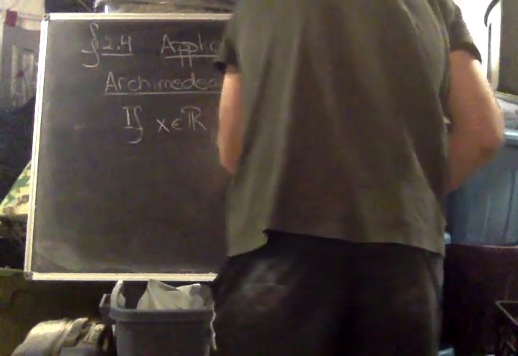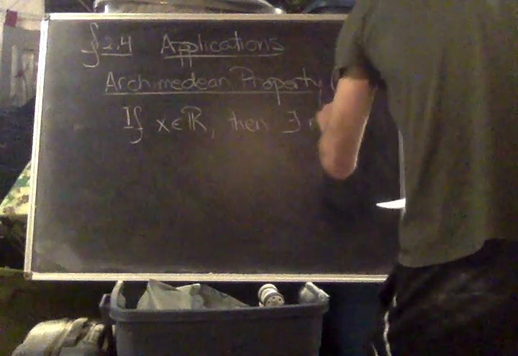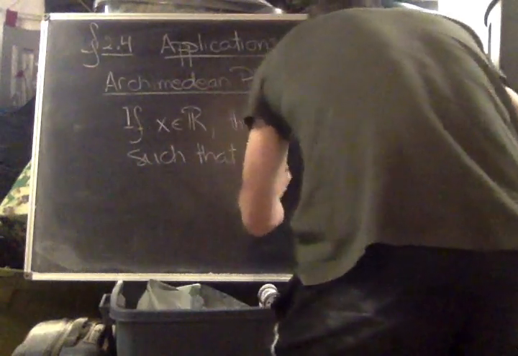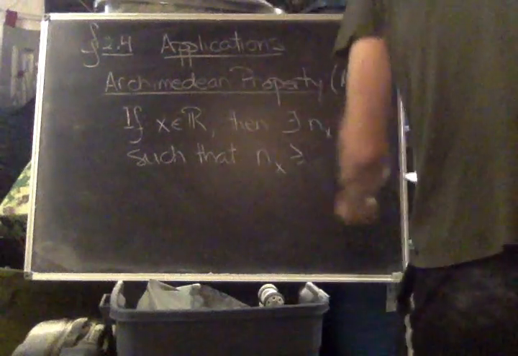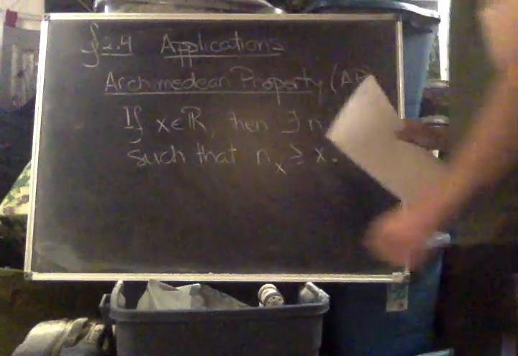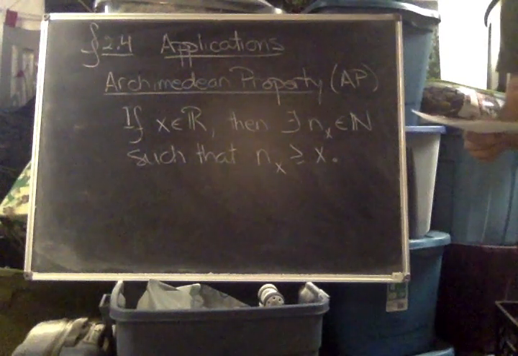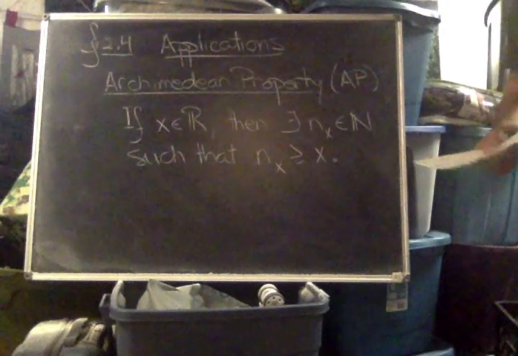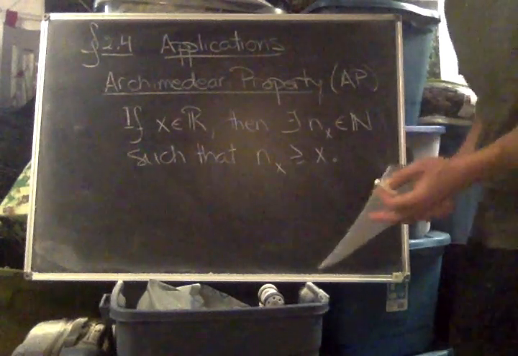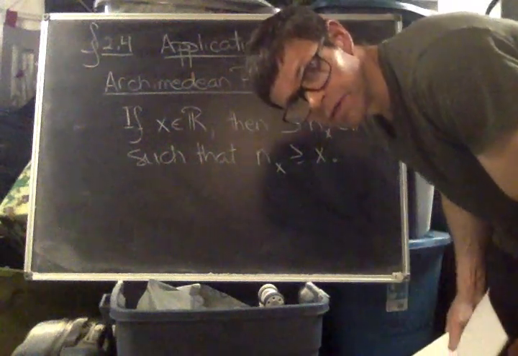If x is any real number, then there exists a natural number n such that n is greater or equal to x. No matter how big a real number you have, there's always a natural number bigger than it. Which again seems utterly unremarkable, even asinine to remark on, but it means something.